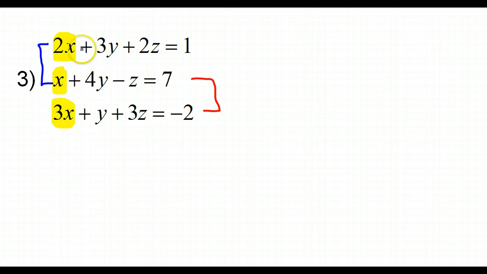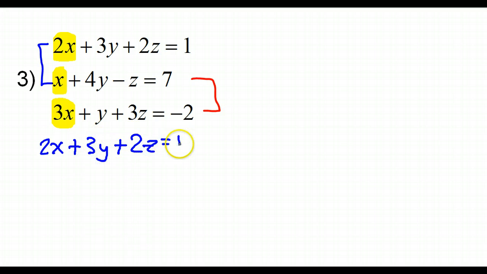I would recopy. I just said my first pair is going to be the top 2. So go ahead and recopy those 2. So that's going to be 2x plus 3y plus 2z is equal to 1, and x plus 4y minus z is equal to 7.